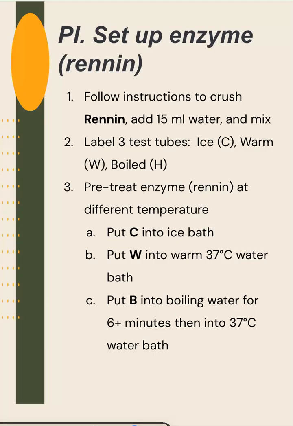So you saw that I had set up 6 test tubes. 3 of them are going to be for the Rennin, and 3 of them are going to be for the milk. And they were labeled as CR, WR, or BR. So we're going to place them either in the ice bath, the warm water bath, or the boiling water. You'll see that I placed it in for 6 minutes, and then I'm going to move it into the 37-degree water bath. This is just to get the enzyme to come back down to 37 degrees before I treat the milk.